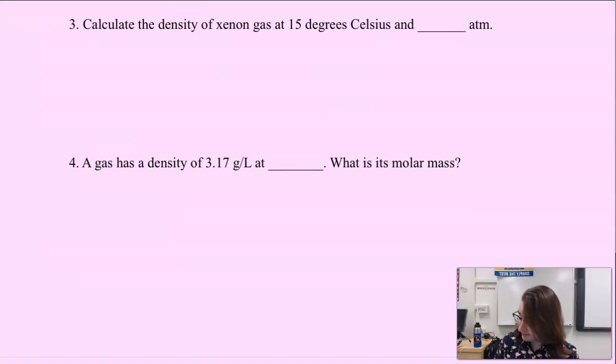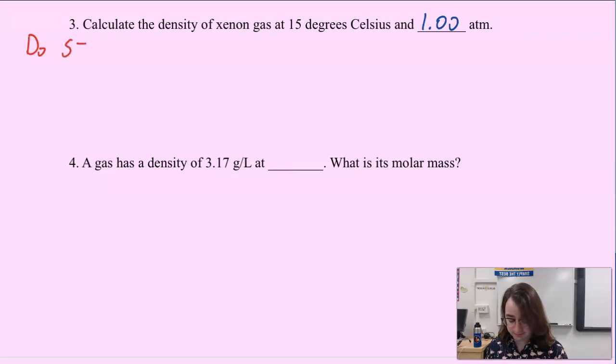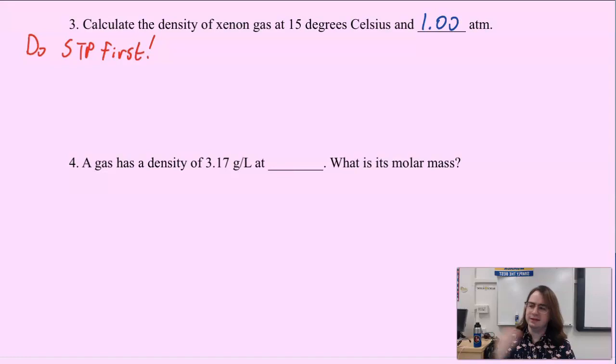So let's calculate the density of xenon gas at 15 degrees Celsius and 1 atmosphere. Let's actually do this to compare. Let's first figure it at STP. So let's first figure out the density of our substance at STP, and then let's figure out our substance at these different values. And we can compare them. That might be nice to do.